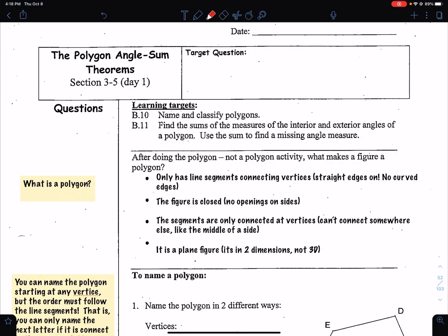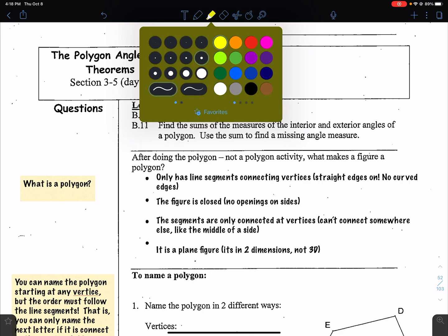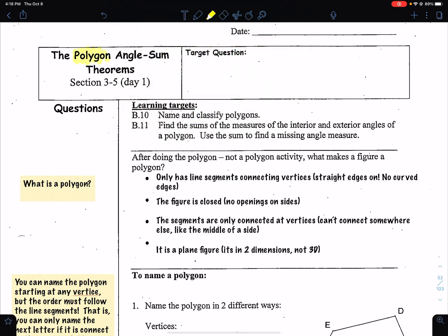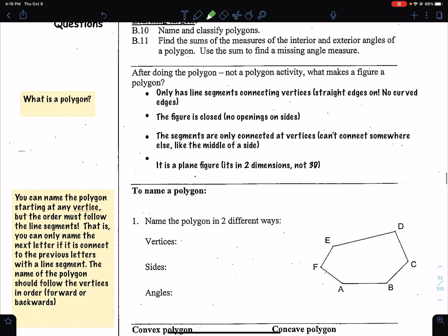All right, everybody. So today, our quick little video is going to go through our new topic, which is about polygons today. And we'll be learning some facts about polygons. Now, unfortunately, due to our hybrid model, we're not going to be able to do this polygon activity here. So we're going to start today with just what is the definition of a polygon?